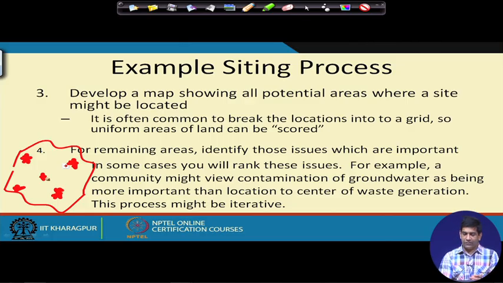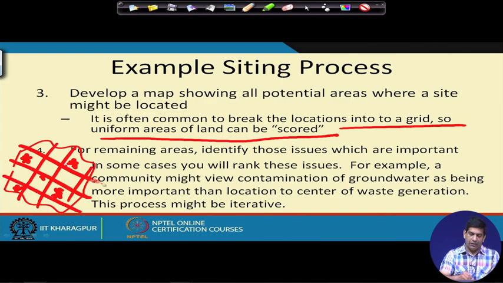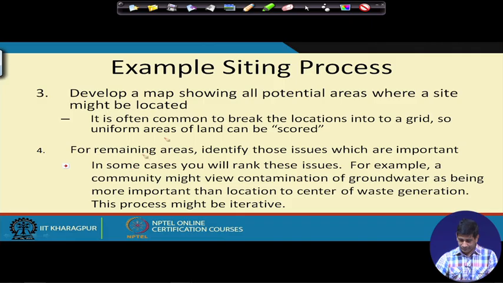Then what is next? We break the locations into a grid, so uniform areas of land can be scored. So we put a grid system here, and based on that grid we will come up with certain scores, and I'll explain what those scores are.